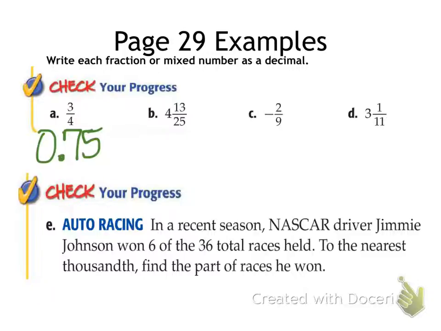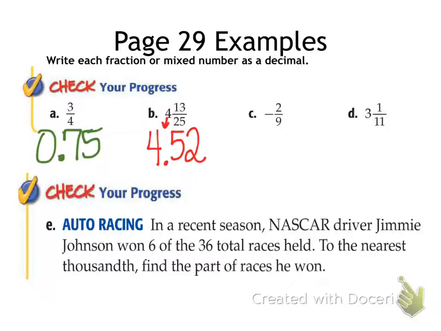All right, 4 and 13/25. My 4 is just going to come down, so I'm going to leave that as 4. On my calculator, I'm going to do 13 divided by 25, and I get 0.52. So 4.52 is my decimal.